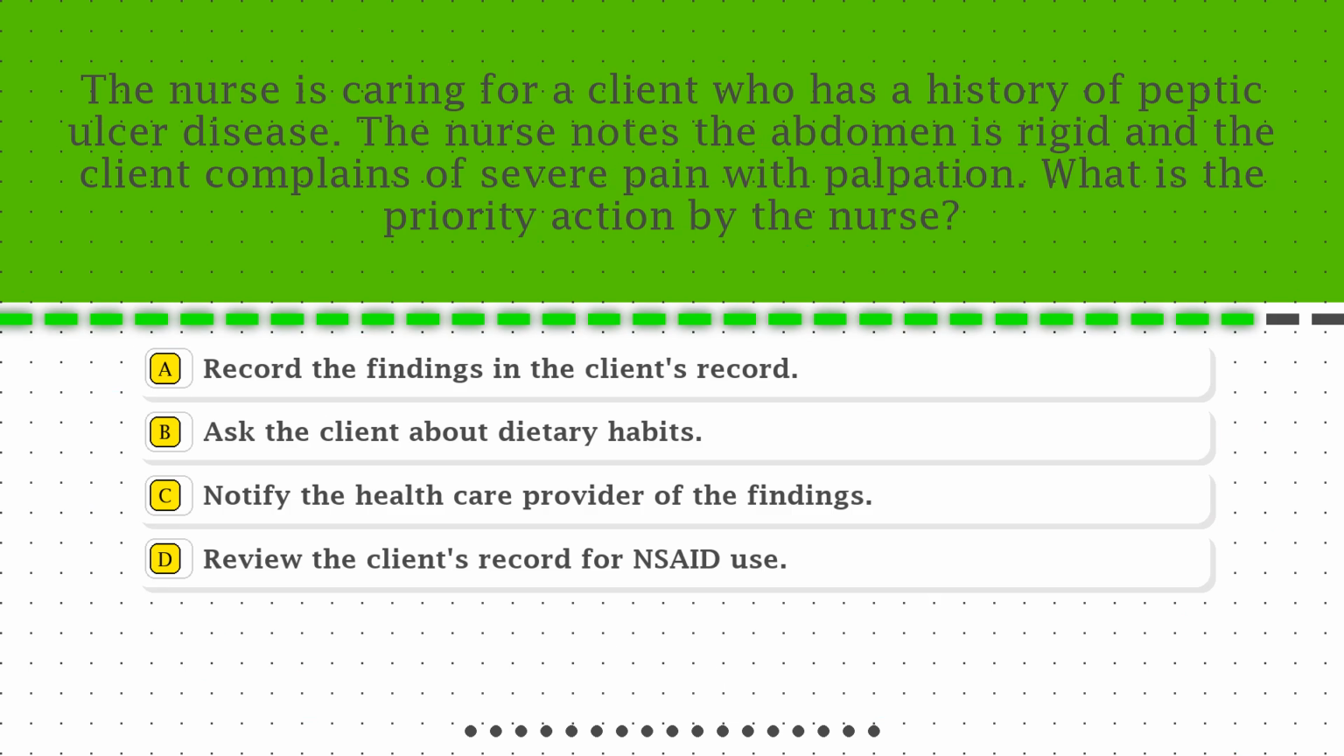Question 14. The nurse is caring for a client who has a history of peptic ulcer disease. The nurse notes the abdomen is rigid and the client complains of severe pain with palpation. What is the priority action by the nurse? Option A. Record the findings in the client's record. Option B. Ask the client about dietary habits. Option C. Notify the healthcare provider of the findings. Option D. Review the client's record for NSAID use.